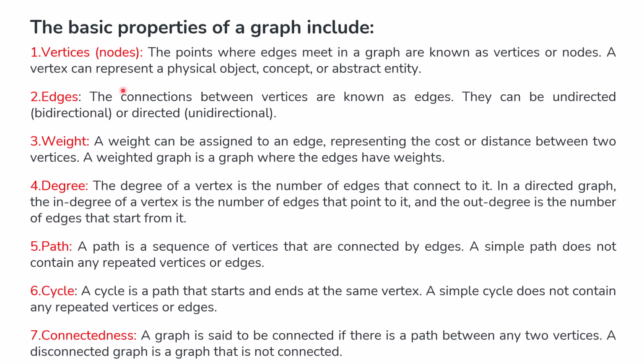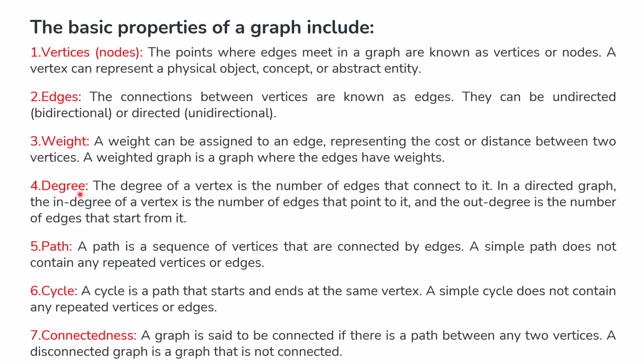Next, there are some basic properties or characteristics of a graph. The most important property is the vertex. Without a vertex, we can't use the graph, right? A vertex represents a physical object, concept or abstract entity. Now edges: between the vertices an edge must be there to connect them, and it may be unidirectional or bidirectional. Weight can be assigned to an edge representing the cost or distance between the vertices.